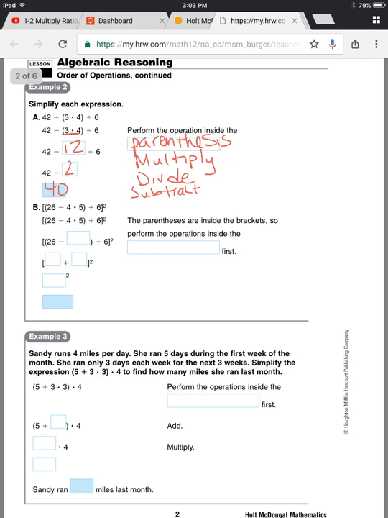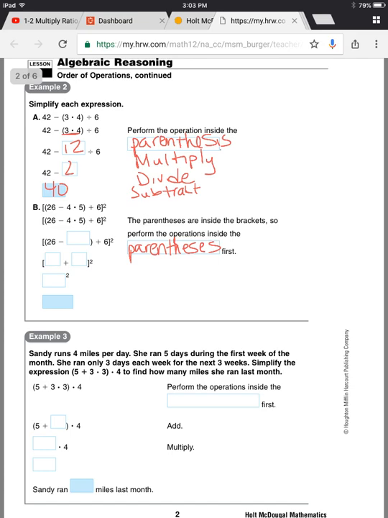Okay, this next problem is like what I was telling you about. The parentheses are inside the brackets, so perform the operations inside the parentheses first. Those little square parentheses are called brackets, okay? And if there's parentheses inside those brackets, we solve what's in parentheses first. And there's more than one operation in that parentheses, so we have to solve this using PEMDAS.